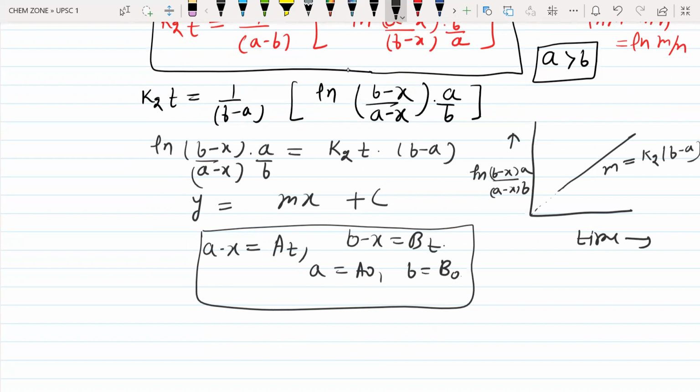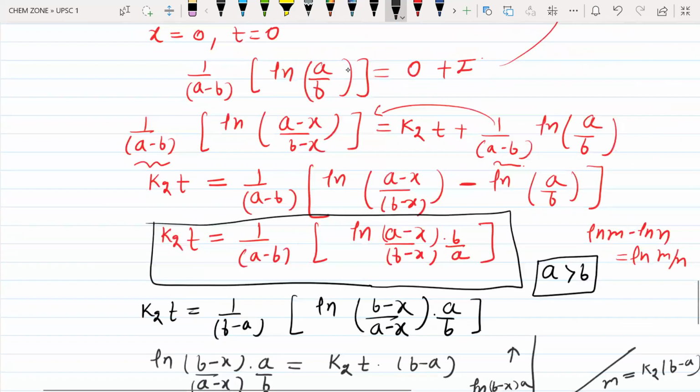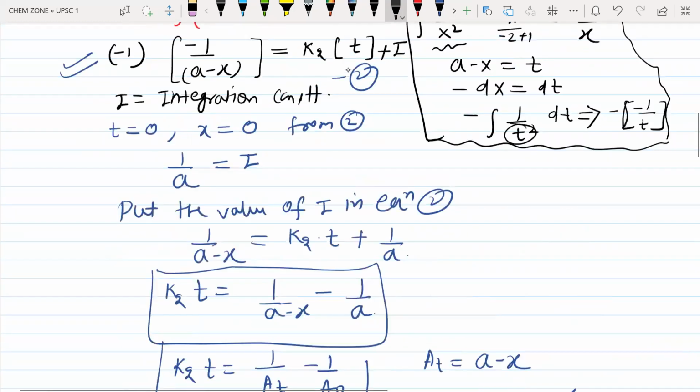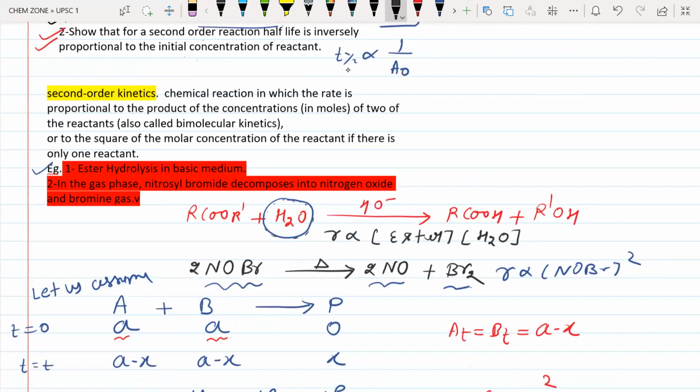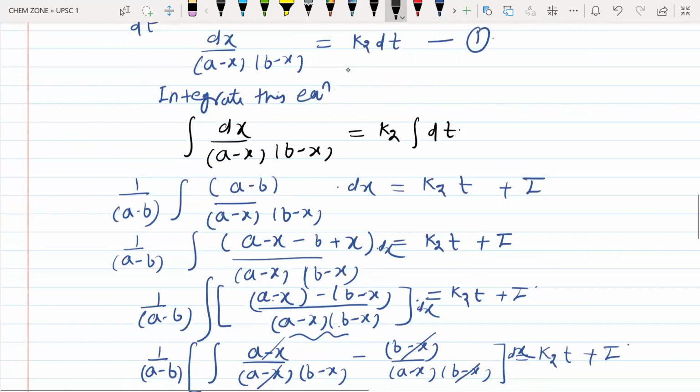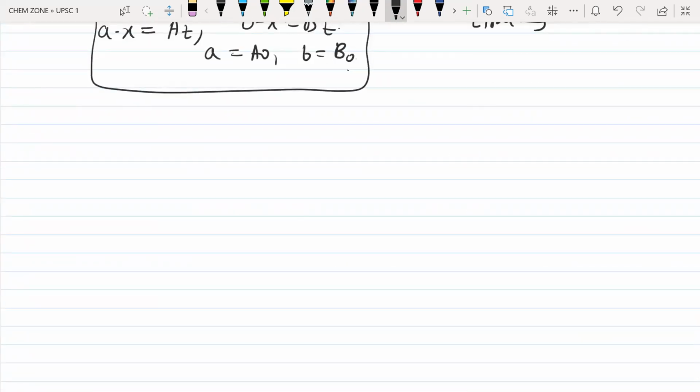Now we need to find the half-life value, as we need to prove that half-life is inversely proportional to the concentration of reactant. Now again, we know that the definition of half-life suggests that it is the time at which the concentration of reactant becomes half of its initial value. So when t is equal to t half, what happens? At is equal to a naught by 2.